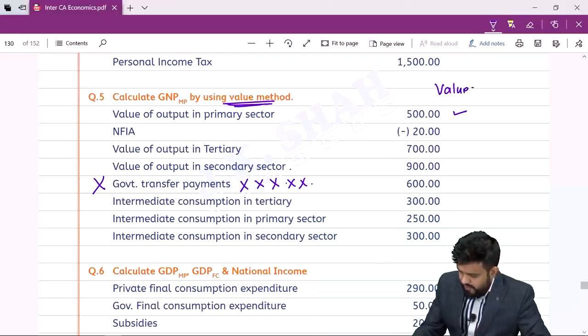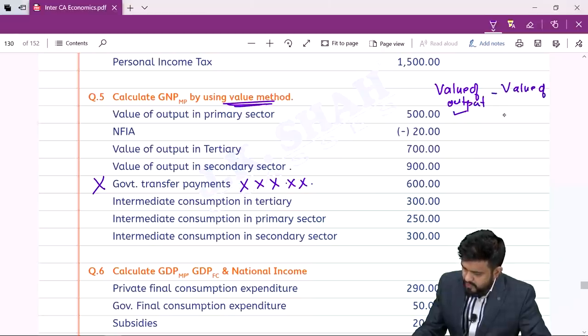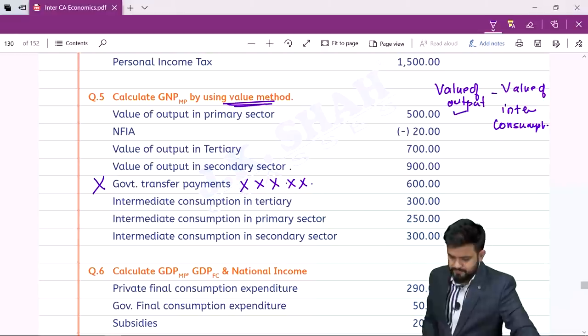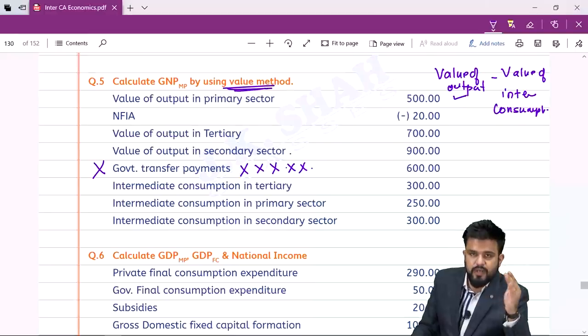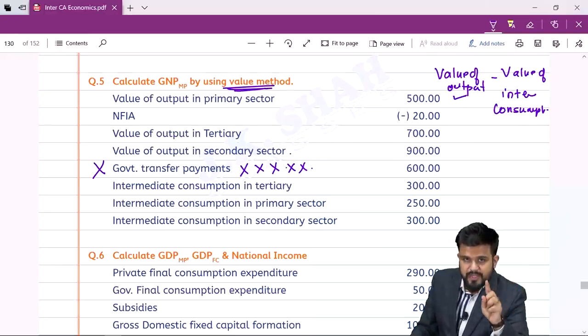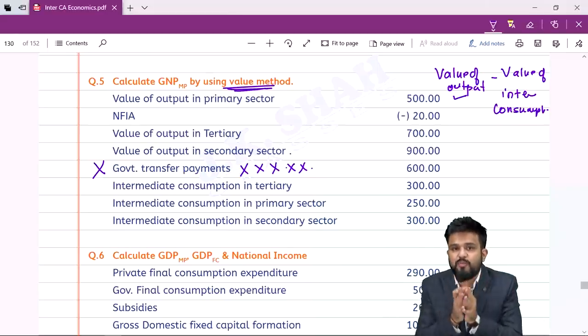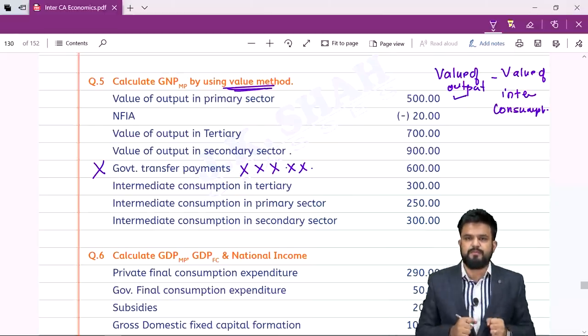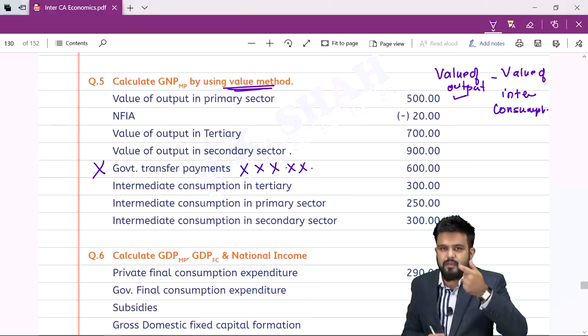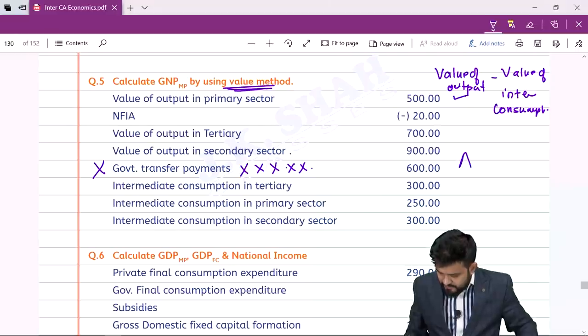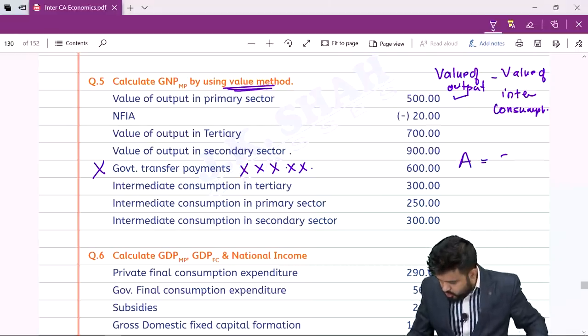So value of output minus value of intermediate consumption. So now here, how to present, pay attention. First you will write value of output in primary sector amount plus value of output in secondary sector amount plus value of output in tertiary sector amount. And after you add all three, you will get the answer, keep it as A. So it should be 2100.